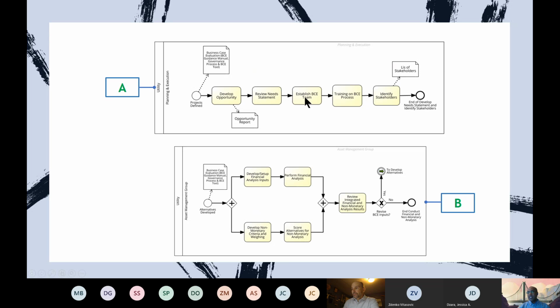And then we'll establish the BCE team and train the BCE team on the BCE process. We will identify stakeholders. So that completes the needs statement and stakeholder identification. The financial and non-financial analysis also has its own process. This is just one way of doing this business case evaluation process. The report has all the information you need, and you can familiarize yourself.